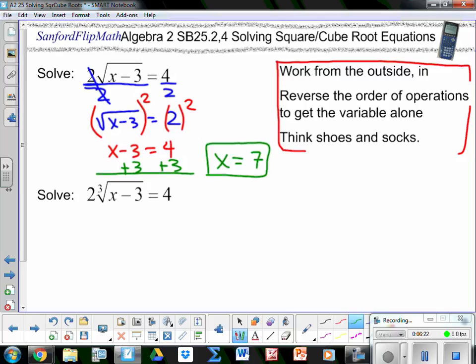Okay, now just to check that, I could actually put that 7 back into the original equation. 7 minus 3 is 4. The square root of 4 is 2. 2 times 2 is 4, so it actually worked.